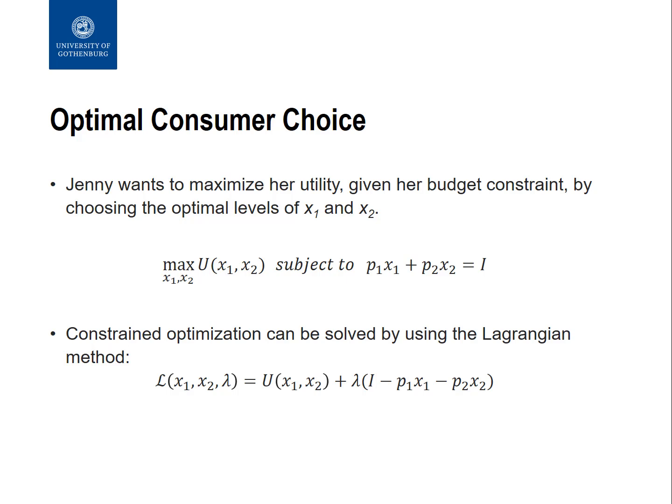What is the interpretation of the Lagrange parameter lambda? Lambda indicates by how much the utility of Jenny rises when we give her one more corona, so when we relax the budget constraint by 1 unit.